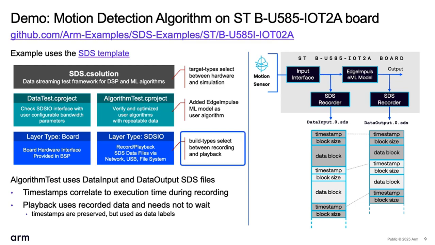We have two build types, recording or playback. The recording build types let you capture SDS data files. The timestamps that are added during recording correlate to the execution time. This is done using the SysTick timer.